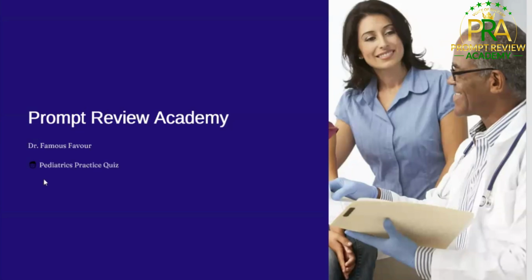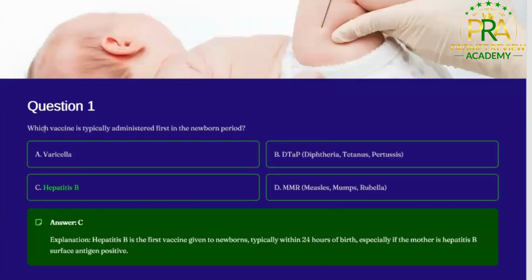So this is a pediatrics practice quiz. The first one is, which vaccine is typically administered first in the newborn? Which vaccine do we give when a baby is born? We have all the options: varicella, DTaP, hepatitis B, measles, mumps, rubella. The answer is hepatitis B. That is what we usually give at birth.